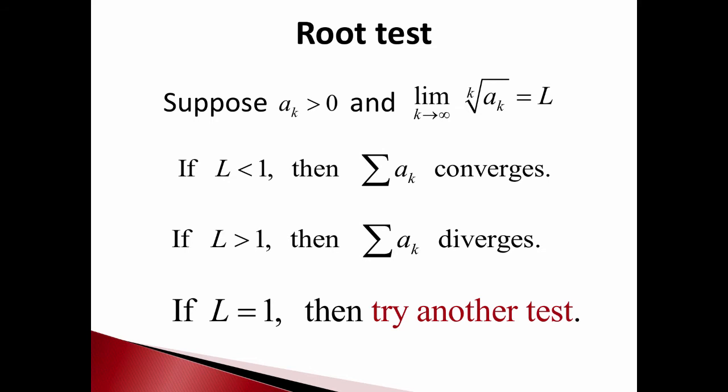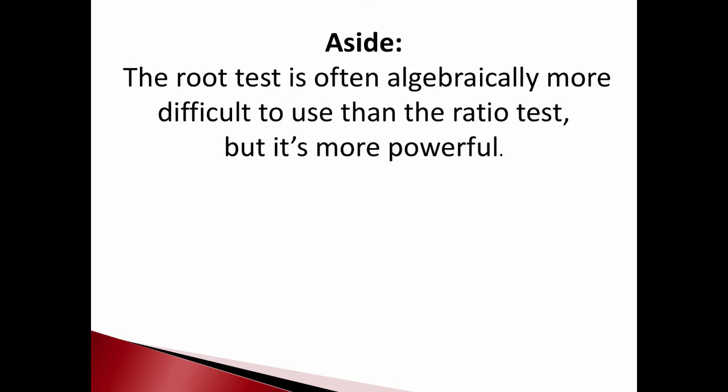On the other hand, it really is more powerful. One reason is, think about what happens with the ratio test. Suppose that half of our terms were 0. We couldn't use the ratio test at all because we'd be dividing by 0 a lot of times. But you actually can take the kth root of 0. So the root test will work in cases where the ratio test can't. But the caveat is sometimes the algebra is yuckier.